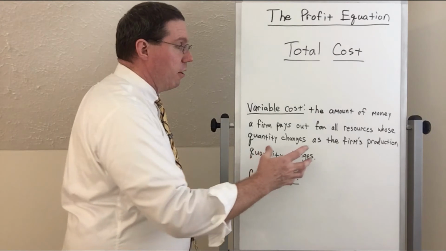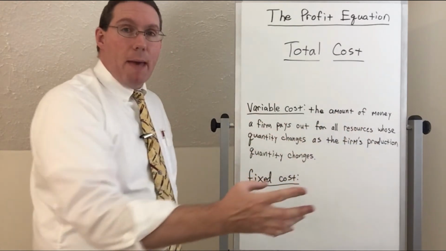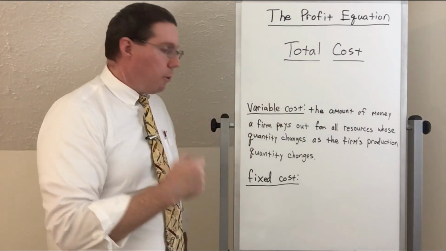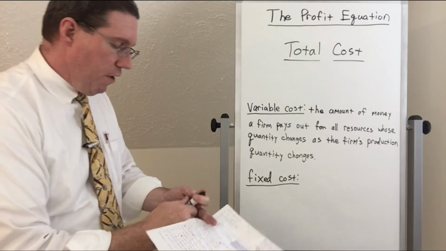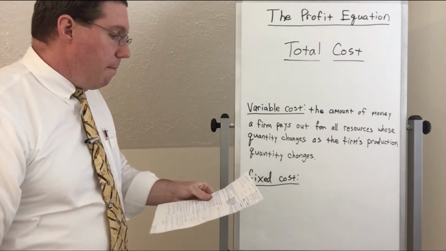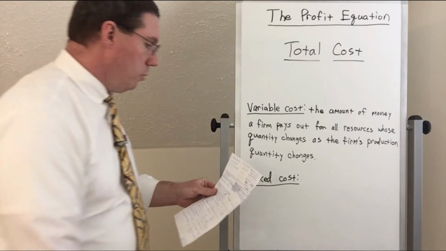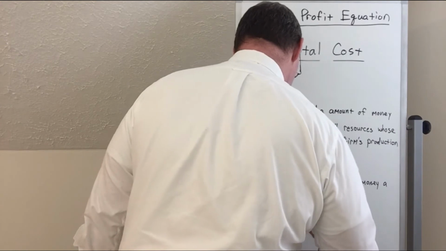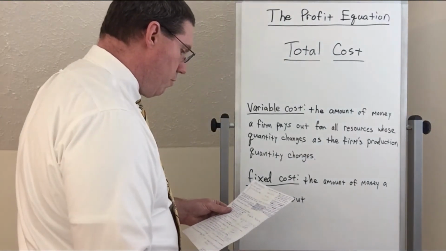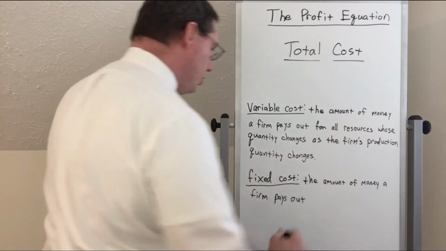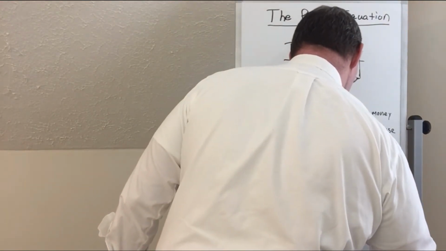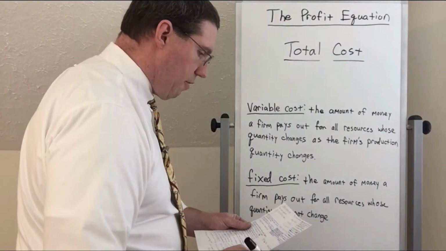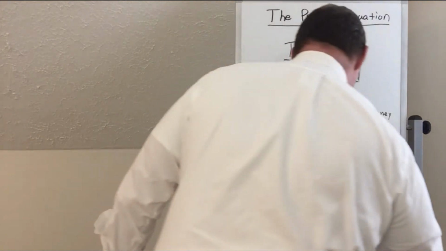Okay? And so as their production goes up and down, how much money they pay out for water and sugar goes up and down. Okay? Those are variable costs. Now we're going to talk about fixed costs. Fixed costs are the amount of money a firm pays out for all resources whose quantity does not change as the firm's production quantity changes.